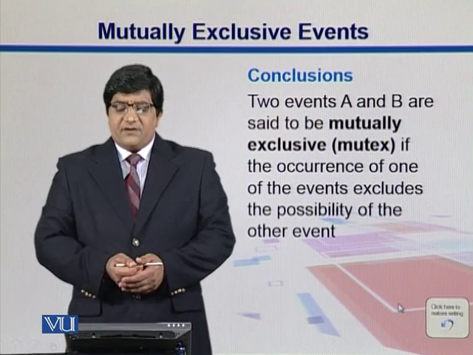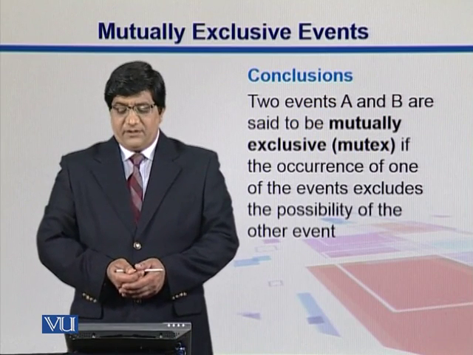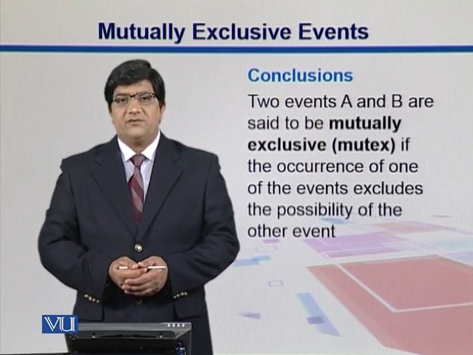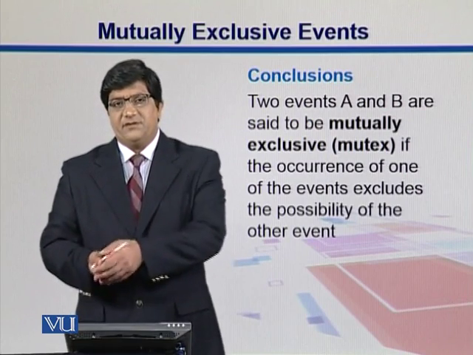Two events A and B are said to be mutually exclusive, mutex, if the occurrence of one excludes the possibility of the occurrence of the other.